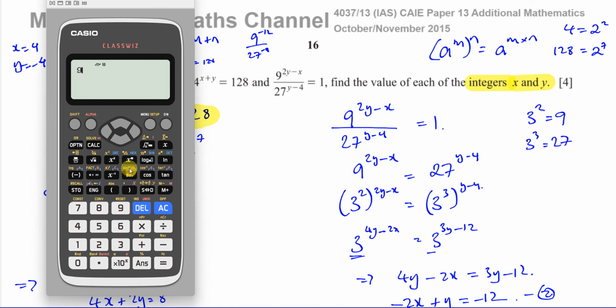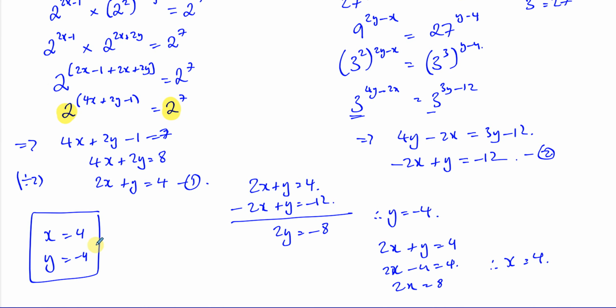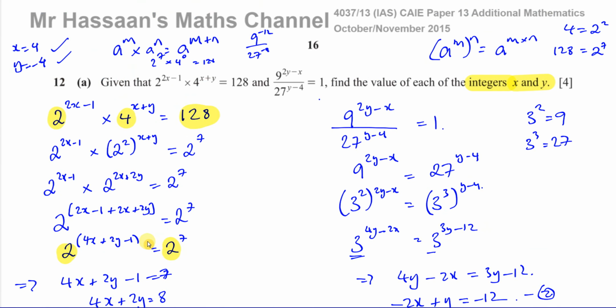You have 9 to the power of negative 12, divided by, whoops, I've done it the wrong way around. Let me do that again. Over 27 to the power of negative 8. And that gives us 1, okay, which is what it has to equal. So we can verify that our answers are correct in the end by substituting our answers back into the original equation.